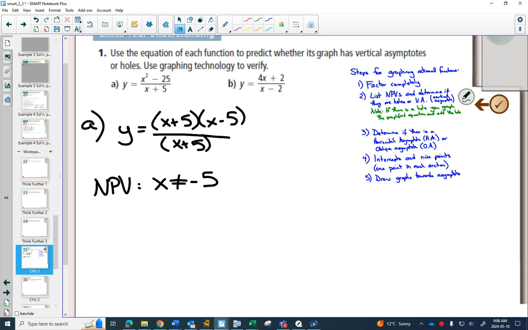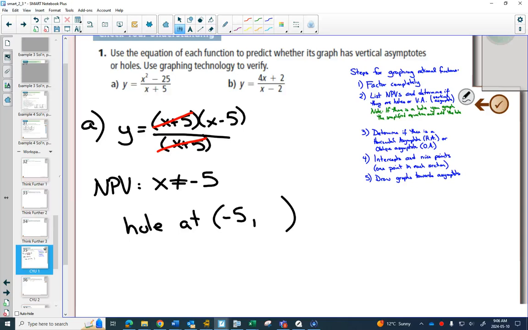Now the question is, is it a hole or is it going to be a vertical asymptote? Can this cancel out? Yes. It's an identical factor on the top and bottom. So we know that we are going to have a hole at negative 5 comma something. And we made the note earlier that we find the something by plugging in the non-permissible value into the simplified equation.